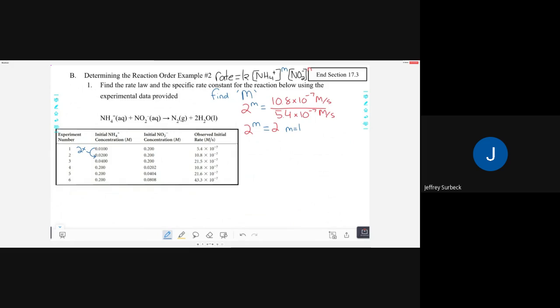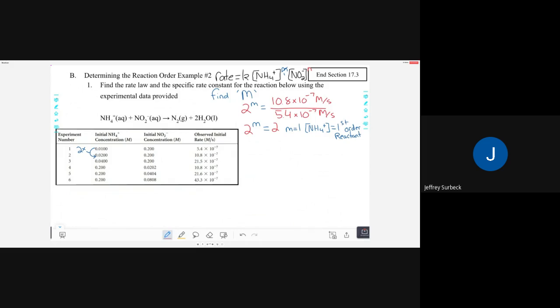But what does that mean about NH4 plus? What can we say about that? The first order reactant. Very good. First order reactant. Now, again, just for my reference, I like to say, hey, I know M, it's a 1. Okay? We do the same thing for finding N.